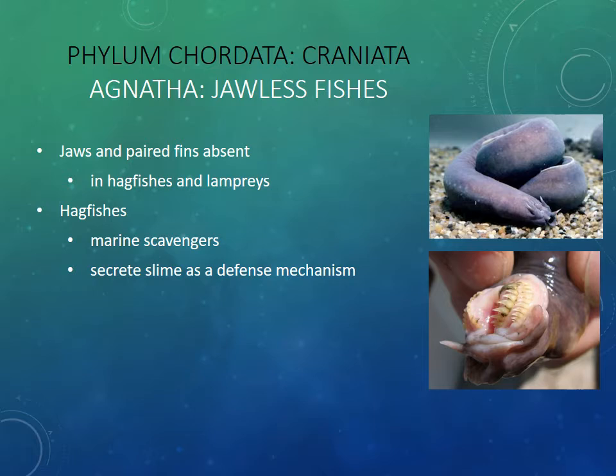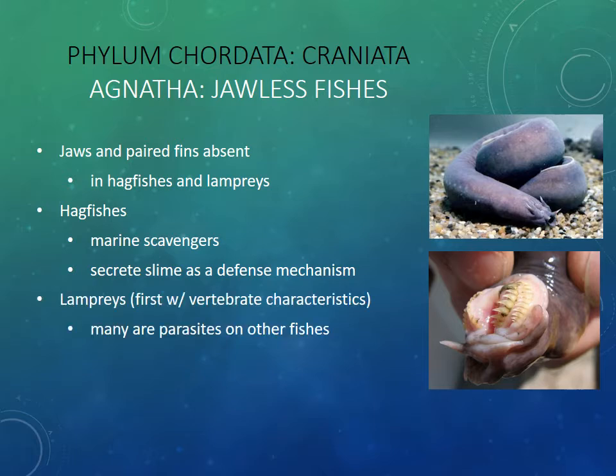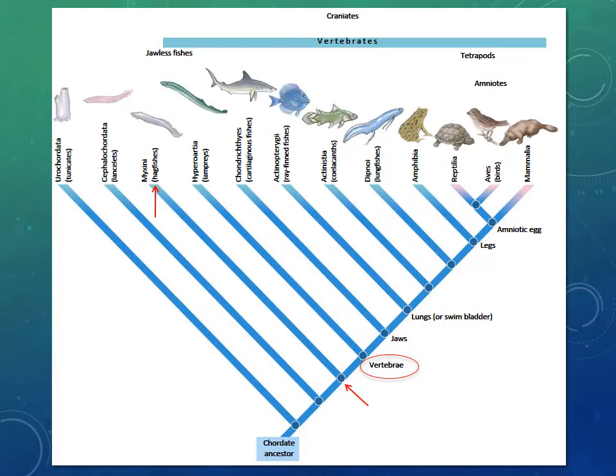They also release slime. There's videos of this. Watch the videos. It is ridiculous what they're able to do with slime and how quick they can make it and use it. And then lampreys are part of this group. They're the first with some of those vertebrate characteristics, and they can be parasites on other fish. So the hagfish are scavengers that use a lot of slime. Lamprey, parasites. It's kind of weird.